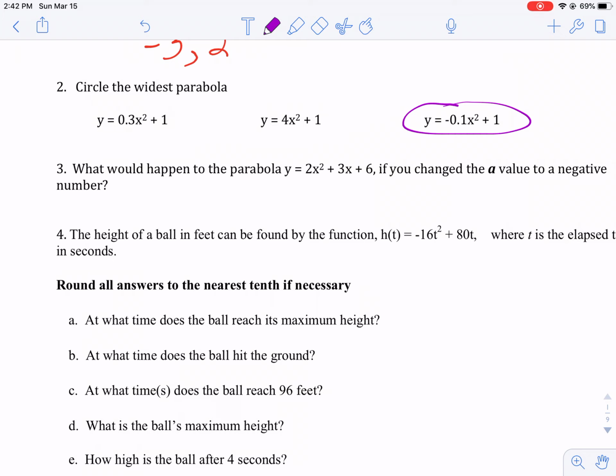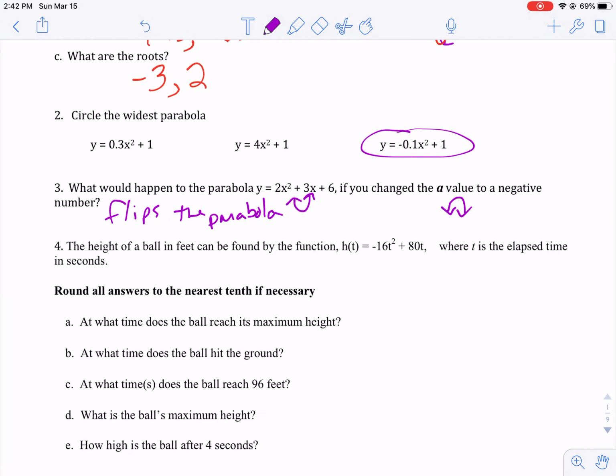All right, what would happen to the parabola if you change the a value to a negative number? Now remember, a is the number in front of the x squared. So just type that in your calculator and hit graph and see what happens. You get a nice happy parabola. Put a -2x squared in, and the rest of the question the same, and all of a sudden you get a nice sad parabola. So what happens is it flips the parabola upside down. Makes it a sad face. Okay, you can just test that in your calculator.